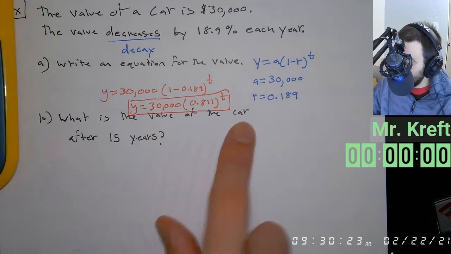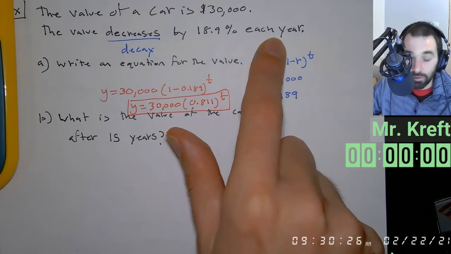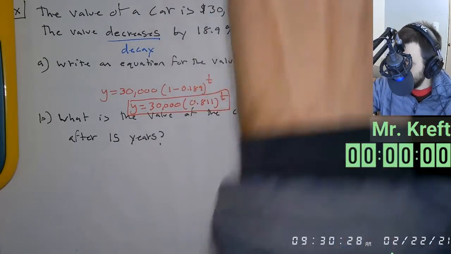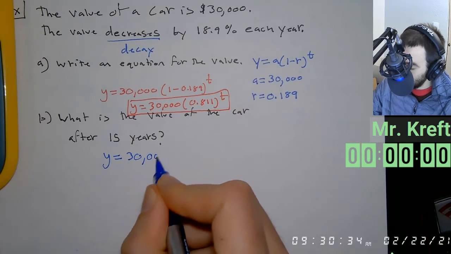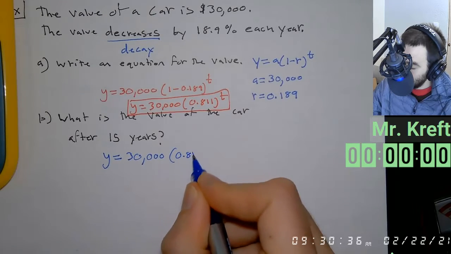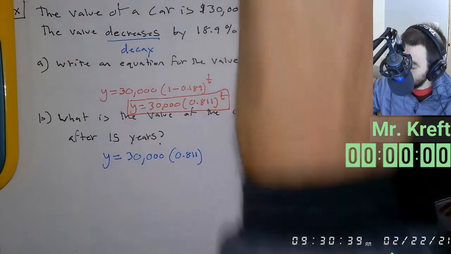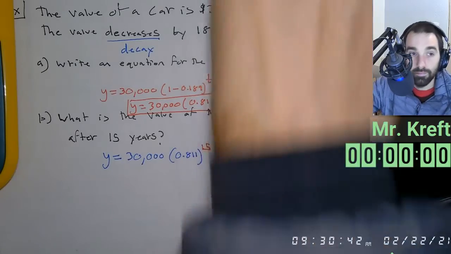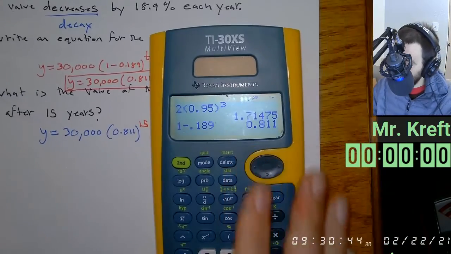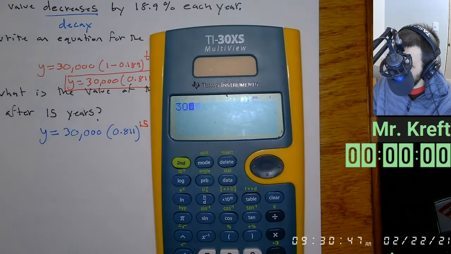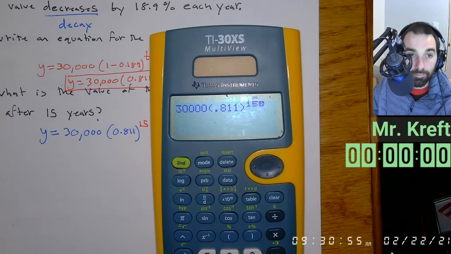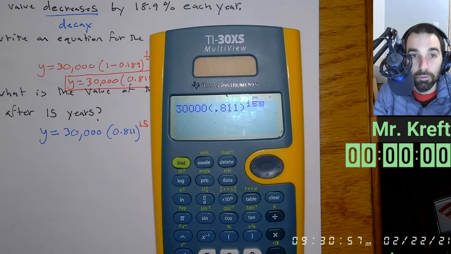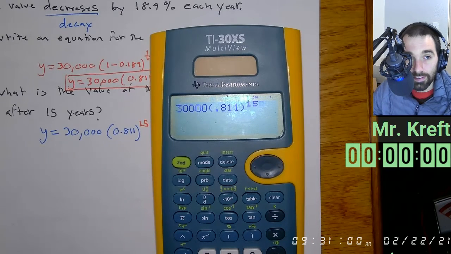Okay. So then it says, what's the value of the car after 15 years? So this is the percentage per year. So I'm just going to take my equation, 30,000 and then 0.811, and then I'm going to plug in 15. So I'm going to have 30,000 times 0.811 to the 15th power. Make sure that we're typing it into our calculator correctly.